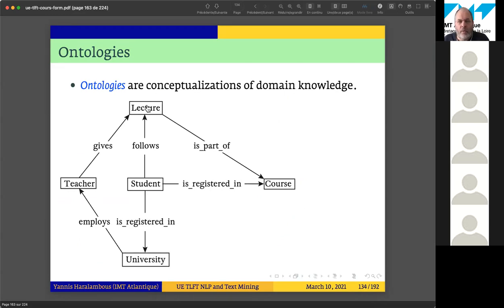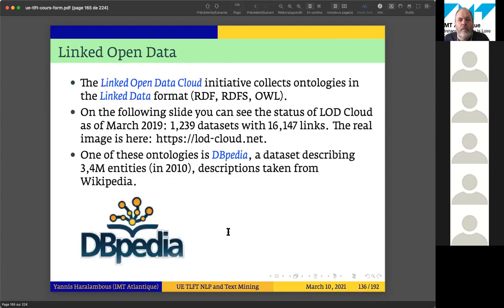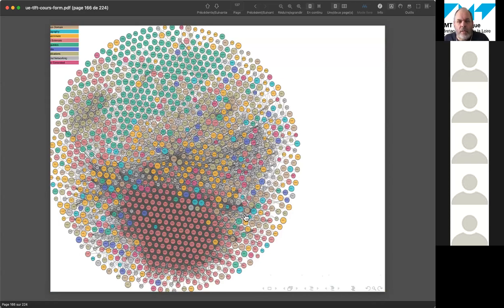Edges. So concepts are vertices and relations are edges. Okay? And in this initiative, the idea is that all of these ontologies communicate. Whenever a concept is provided already in some other ontology, there is a link. So this is a way to model the entire human knowledge.